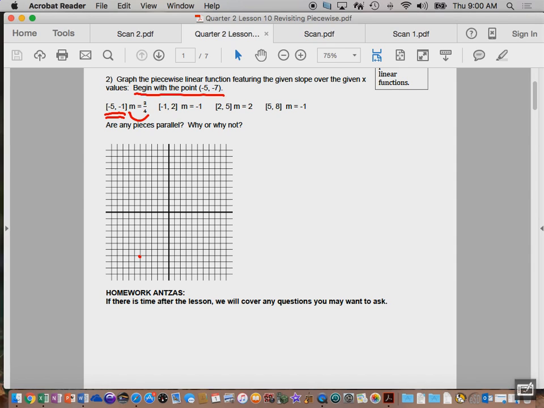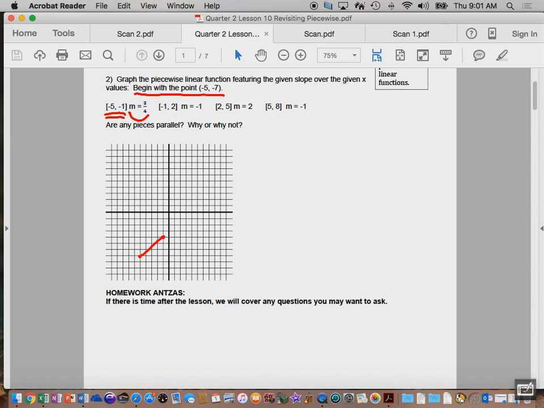So I'm going to do up 3 over 4 until I get to where x is -1. 1, 2, 3, 1, 2, 3, 4. And not so coincidentally, what is x right here? -1. That's where I was supposed to stop. That's my first piece of the piecewise linear function.